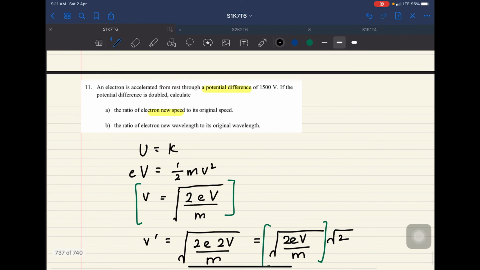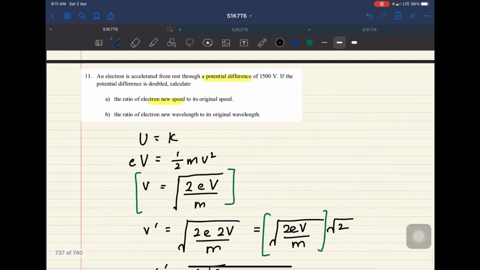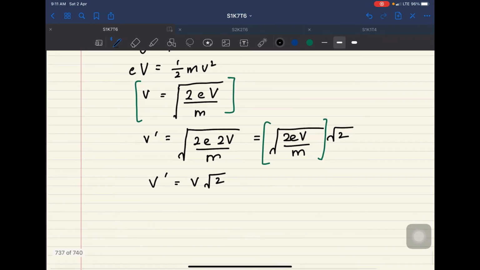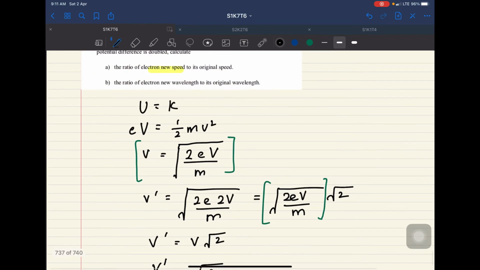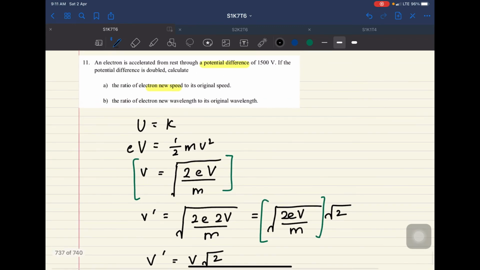They want you to find the ratio of new speed to its original speed. So basically v prime over v. If you press the calculator, you should get 1.41 something. Then question B, they want to find the ratio of the electron's new wavelength to its original wavelength.